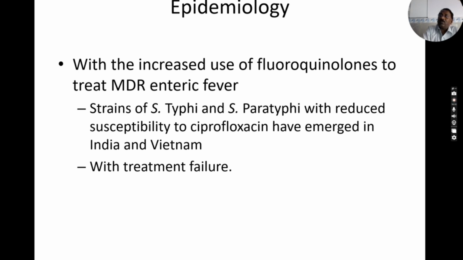With the increased use of the fluoroquinolones, ciprofloxacin and ofloxacin, to treat MDR enteric fever, strains of Typhi and Paratyphi with reduced susceptibility to ciprofloxacin emerged in India and also Vietnam. Now that is also becoming very resistant. I think in India, ciprofloxacin and ofloxacin resistance in typhoid fever is to the tune of about 60 to 70% right now. So a very good number of people are resistant to ciprofloxacin or ofloxacin in typhoid fever, with treatment failure.